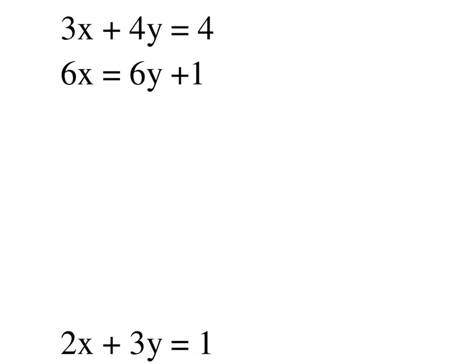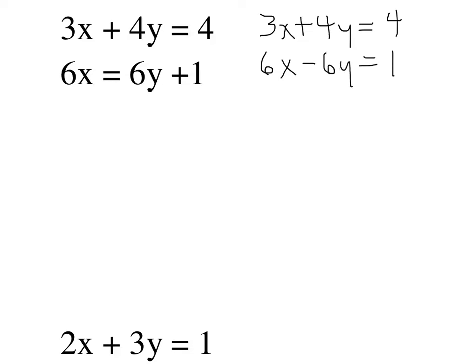3x plus 4y equals 4, and 6x equals 6y plus 1. All right, I like the first equation, 3x plus 4y equals 4, but I have a problem with the second one. What's my problem with that second equation? Is it in general form? No. We need to get it in general form. The 6x is fine, but we need to remove the 6y from the right-hand side. We'll subtract 6y from both sides. And now our second equation is in general form. We need both equations to be in general form.